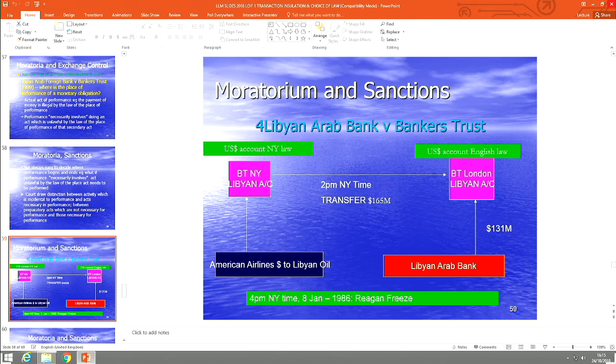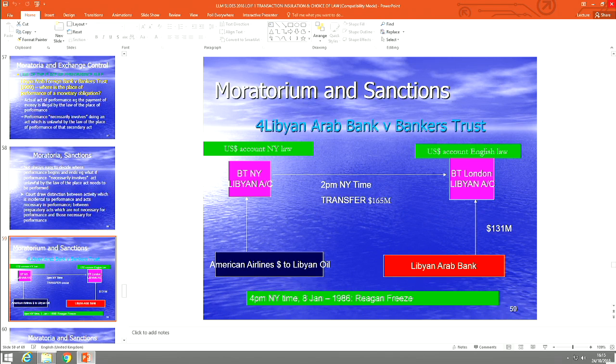English law as expressly chosen law controlled, and all other legal systems were irrelevant unless the place of performance was in America. Question: what was the place of performance of this obligation owed by Bankers Trust to the Libyans to pay $131 million from that account when the Libyans asked for it? Well, most people would have said, isn't it obvious? It's London. So the US decree is irrelevant. But that was not the end of it.